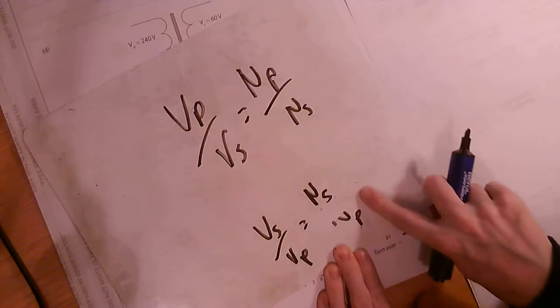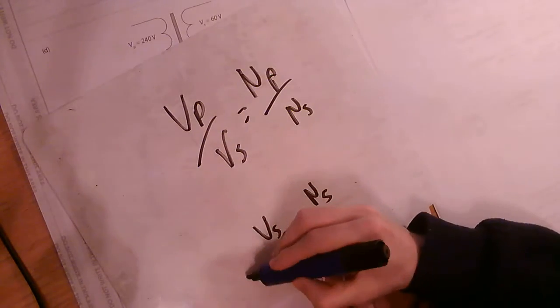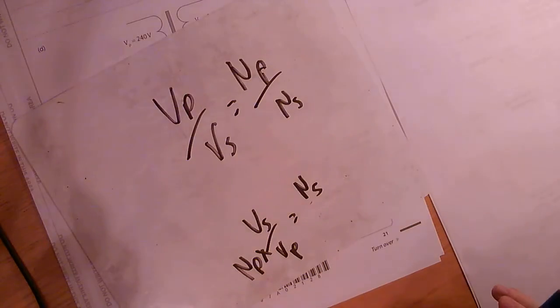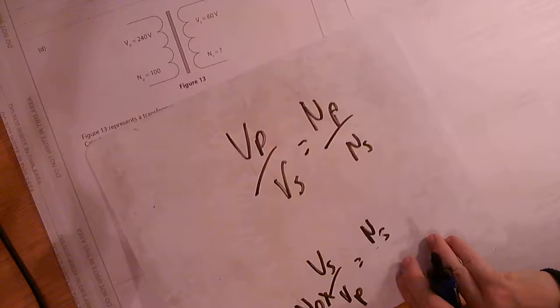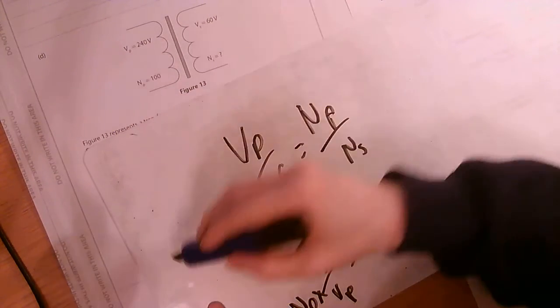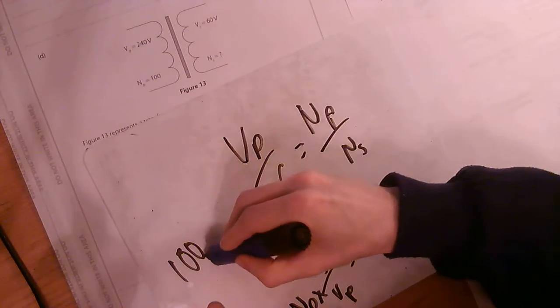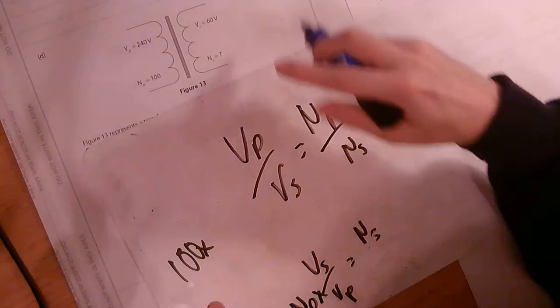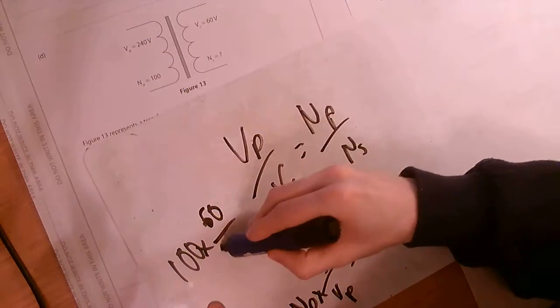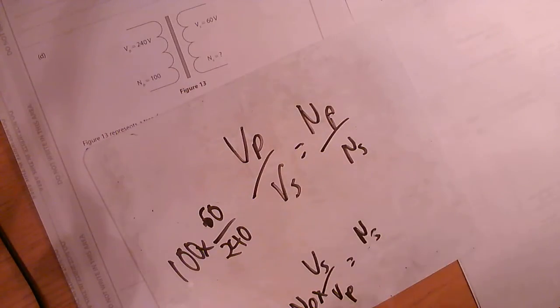So you would write that out properly, of course. I'm going to cheat because I have a board marker. So it's NP times VS over VP. Show the numbers in. So NP, number of turns in the primary. I mean, you don't even have to interpret for this question because it just tells you NP is 100. Might as well just get that down. 100 times, we've got VS over VP, which is 60 over VP 240. And if you show that in the calculator, that will give you 25. So we'll end up with NS 25 turns.